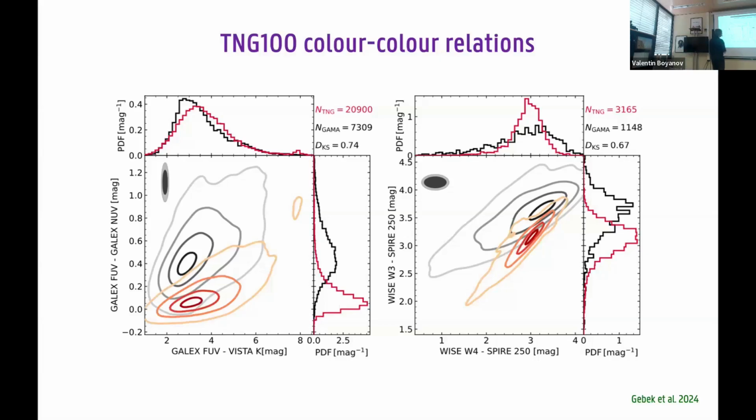Here we have something similar. This is WISE versus SPIRE 250, and this is WISE 4 versus SPIRE 250. You see that there is kind of an issue with our mid-infrared. Again, we believe the bulk of the mid-infrared comes from star-forming regions, and that's a little bit the weak point in our post-processing recipe.